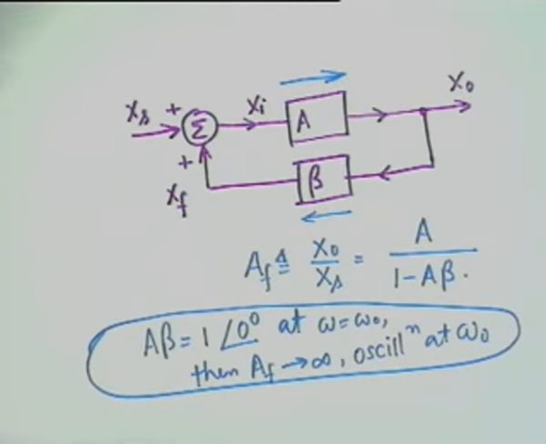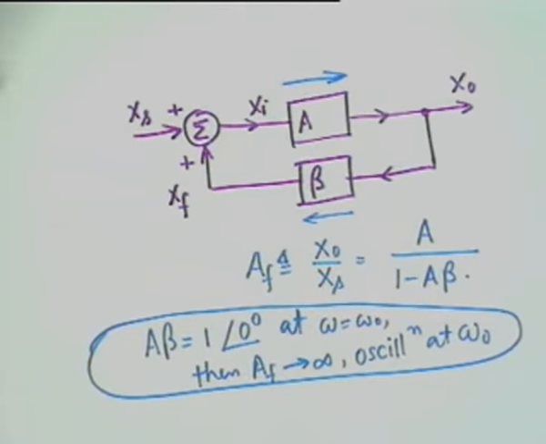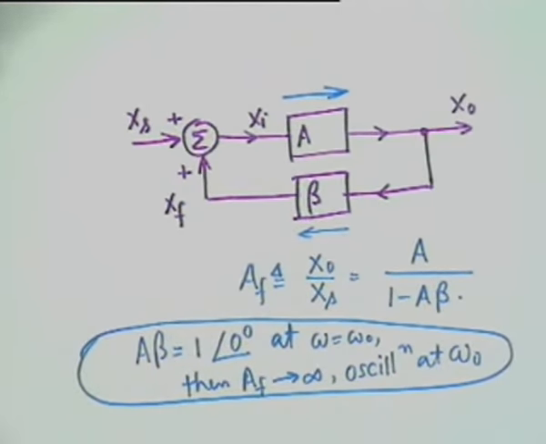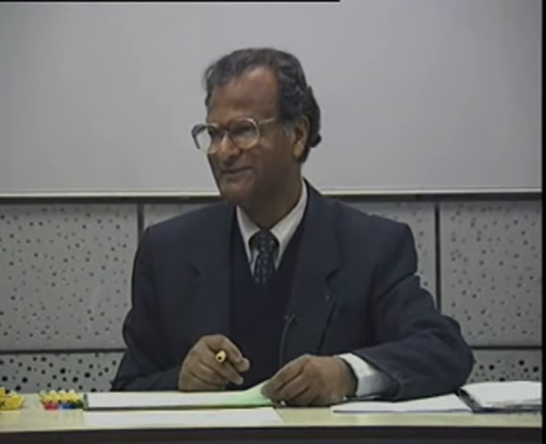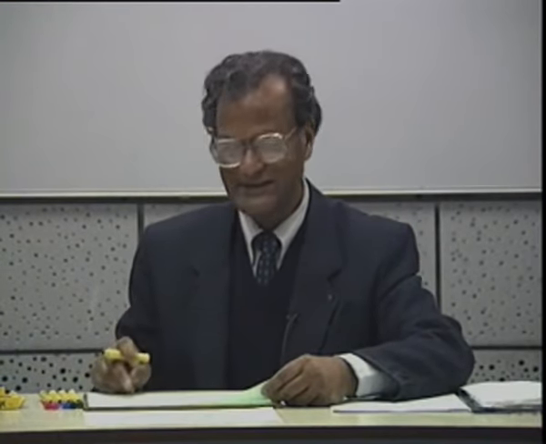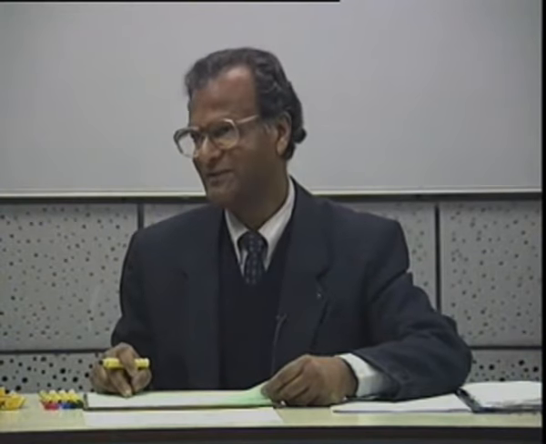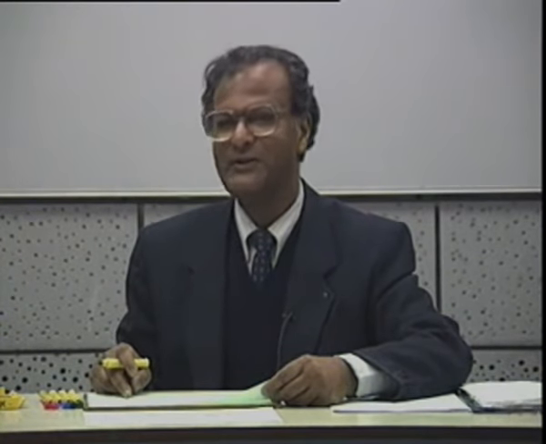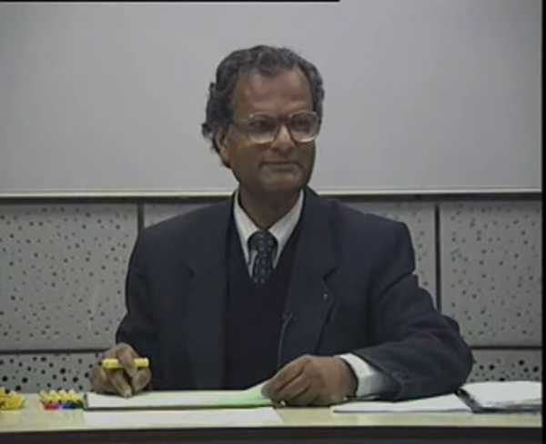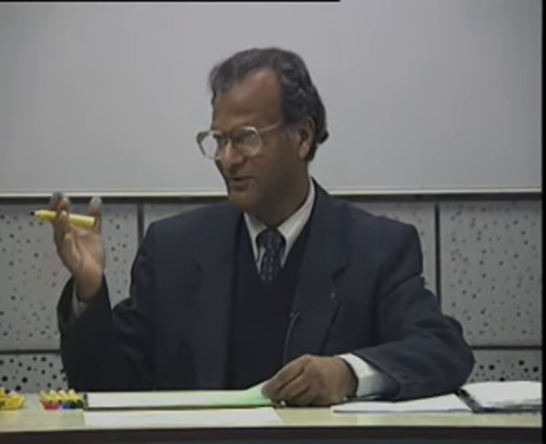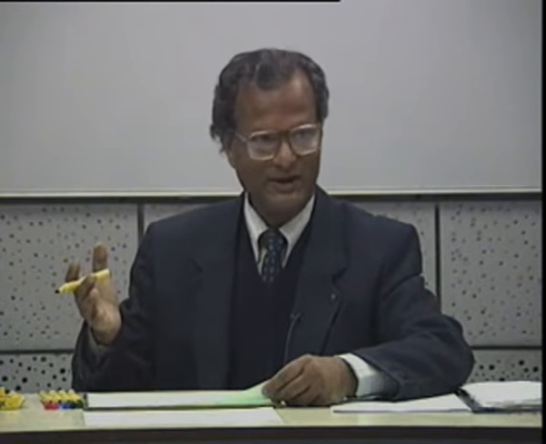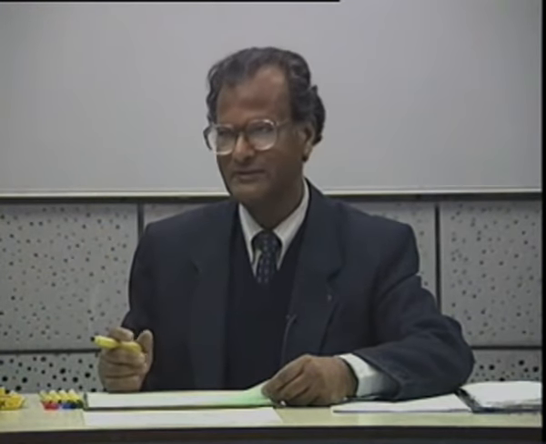Even if A beta is real, then it can be 1. What happens then? Nuisance. Since it is satisfied at all frequencies, if it is real, you get noise at the output, that is all. Nothing else. All frequencies are present, which means all frequencies mixed together will be simply noise.